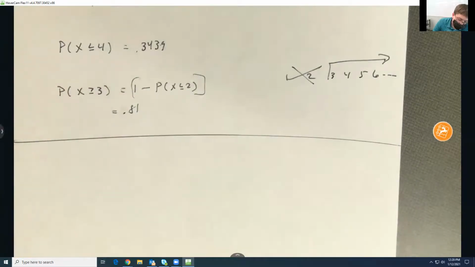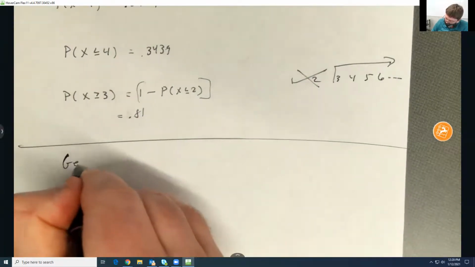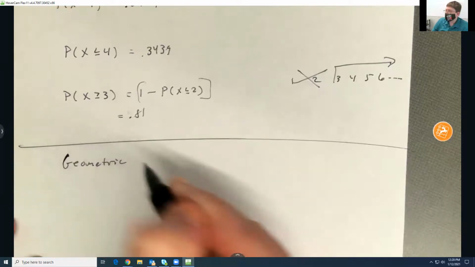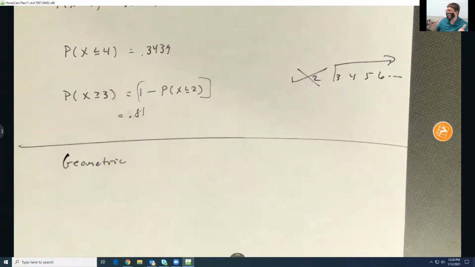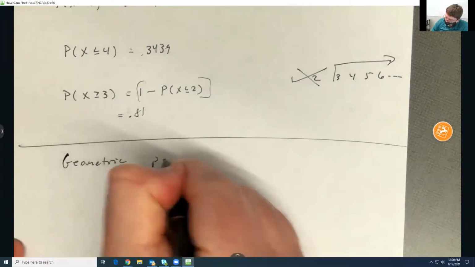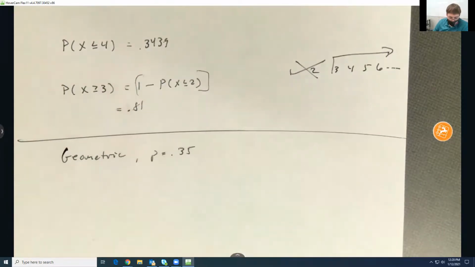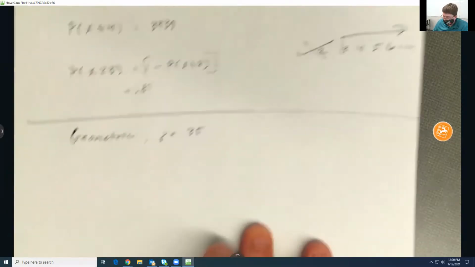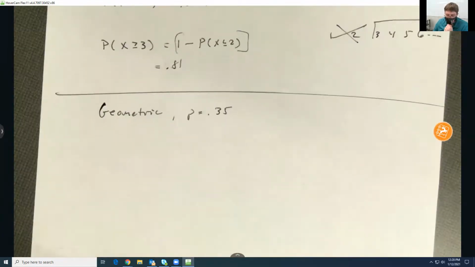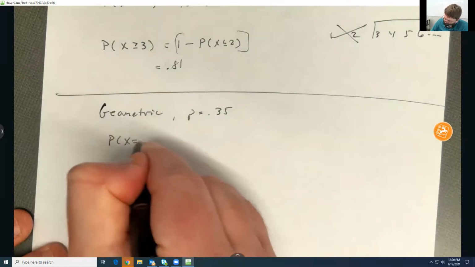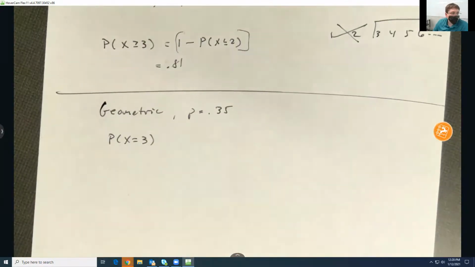Example number, I guess this is 3, with the real estate company. So we know it's geometric, because once she sells the house, that's success. We move on. We don't care how many times she's going to sell the same house. She's going to sell once. So our probability of success is 35% for any buyer. That's already been predetermined, so we don't have to figure that out. So what is the probability that the agent will sell the house to the third person she shows it to? So what is the probability that the success happens on number 3?